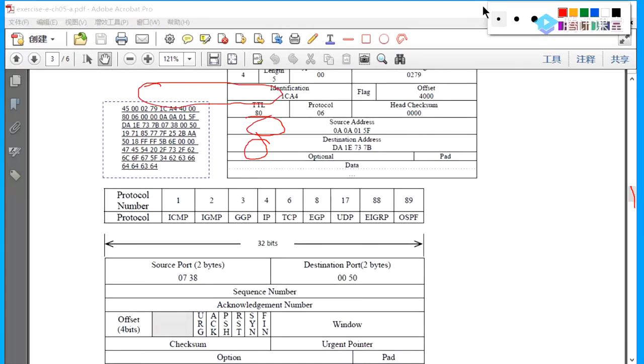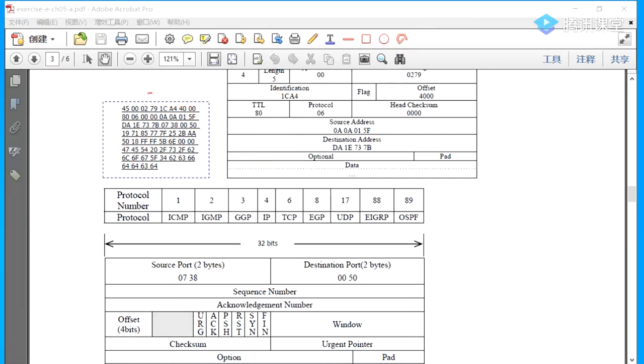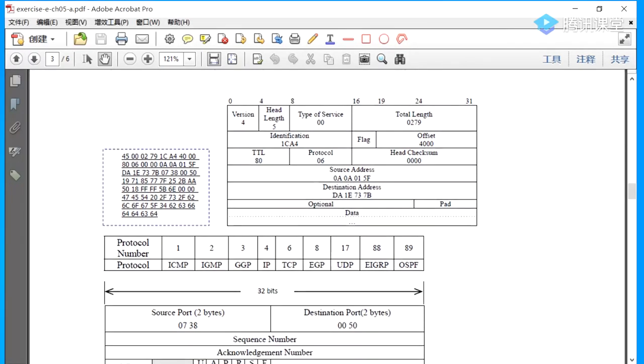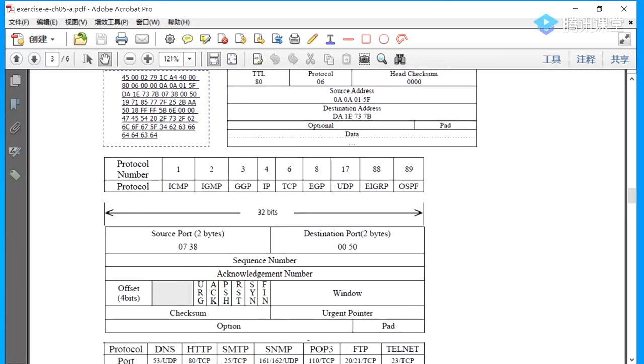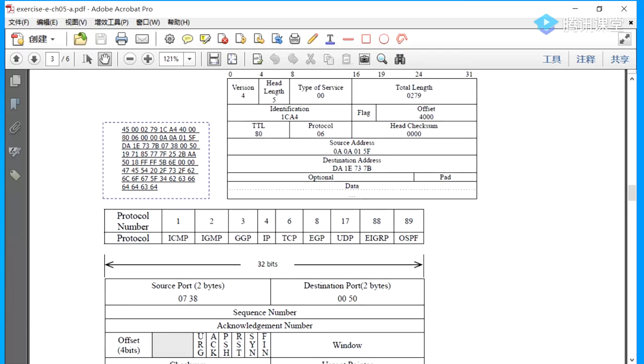So the packet captured by Wireshark, and if we know the IP packet and TCP or UDP packet, we can fill this information into the packet header, right? So we can determine each field of the IP packet. Right?